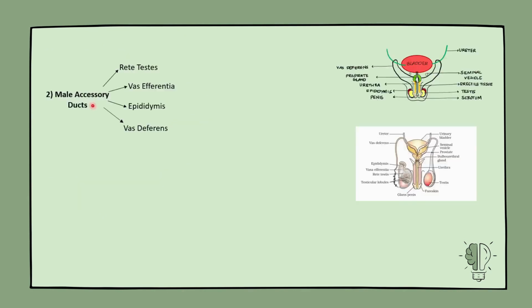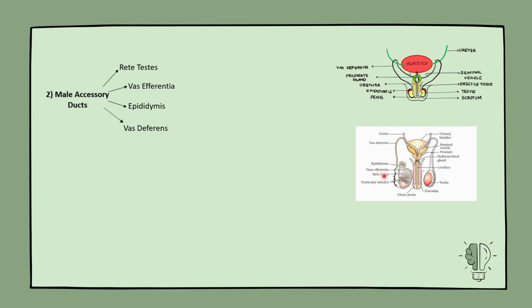All right. Now, we are going to learn about the male accessory ducts in the male reproductive system. All right. Now, as you can see here, there are 4 accessory ducts and they are rete testis, vas efferentia, epididymis and vas deferens. So, which are the accessory ducts? Rete testis, vas efferentia, epididymis and vas deferens, right? Now, we've learned that within the testis there are seminiferous tubules, right? These seminiferous tubules first open into the rete testis, which is the first accessory duct, alright?